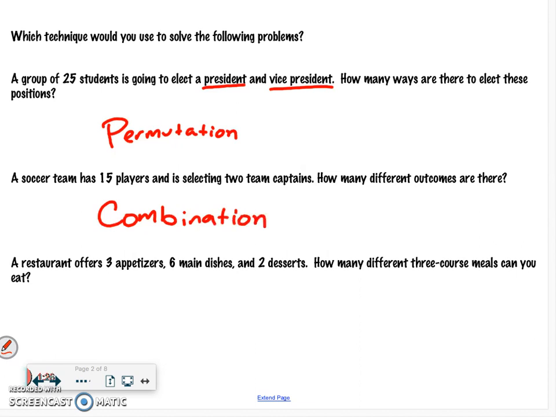Next, it says a restaurant offers 3 appetizers, 6 main dishes, and 2 desserts. How many different 3-course meals can you eat? The easy giveaway that I wanted you guys to pay attention to is that if we have a word problem that has more than 2 numbers and the labels are all different, more than likely we are going to be looking at a multiplication counting principle problem. So MCP for that third one.